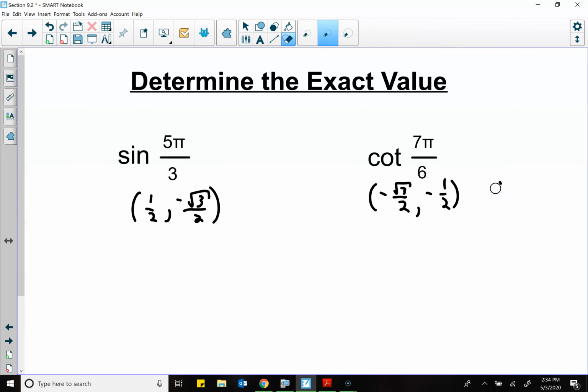Okay? So then all you do is just use this point and what you know about sine and what you know about cotangent to make your answers. Sine is all about the y value. So the answer to this one is negative square root of 3 over 2. Plain and simple.